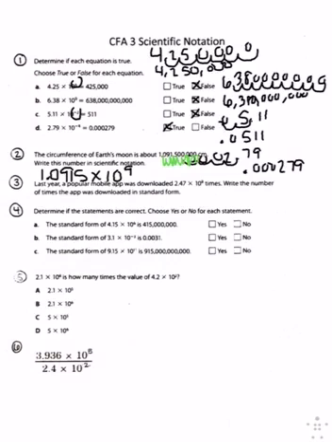Number 3. Last year, a popular mobile app was downloaded 2.47 times 10 to the 8th times. Write the number of times the app was downloaded in standard form. So I'm going to move my decimal point 8 times. 1, 2, 3, 4, 5, 6, 7, 8. Fill it in with zeros. And you should get 247 million times.